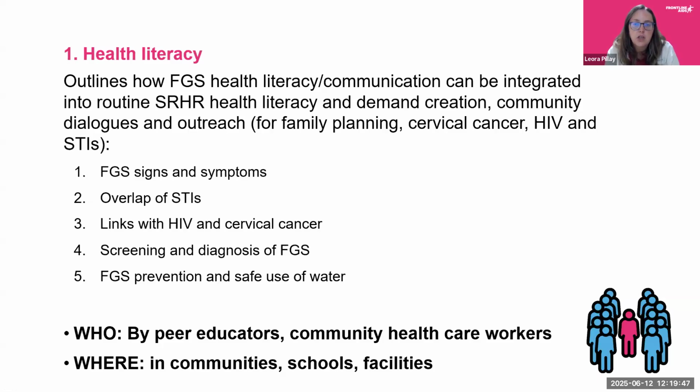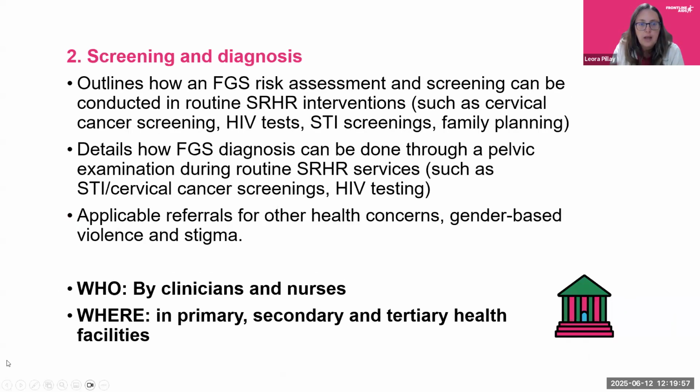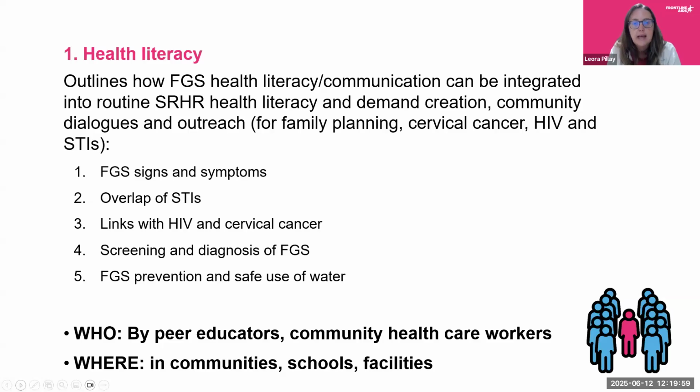Just to note that the definition of sexual and reproductive health and rights includes health literacy, demand creation, and peer education, and it also includes HIV work. Sorry, go back to the last slide. And so this section of the MSP outlined how FGS health literacy can be included in all the kinds of activities you would do on the community level, creating demand, providing awareness, providing information to communities through dialogues, through peer education, through outreach.